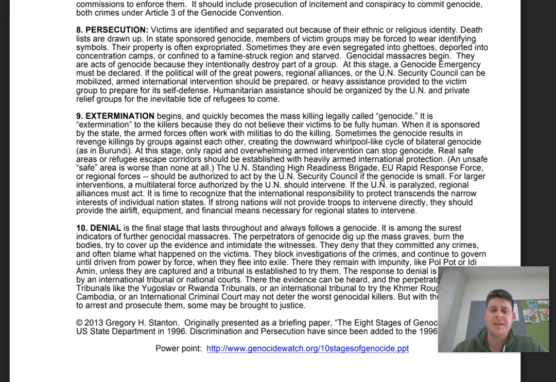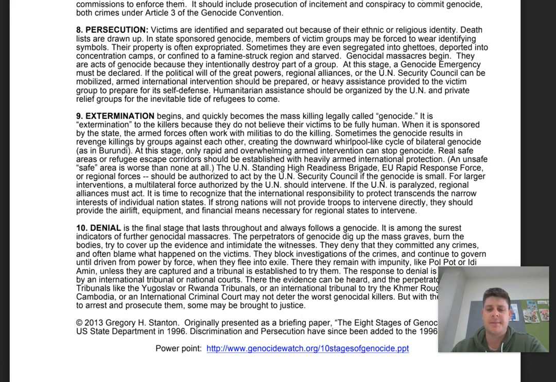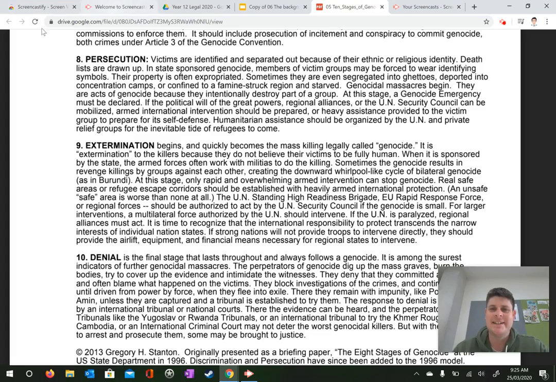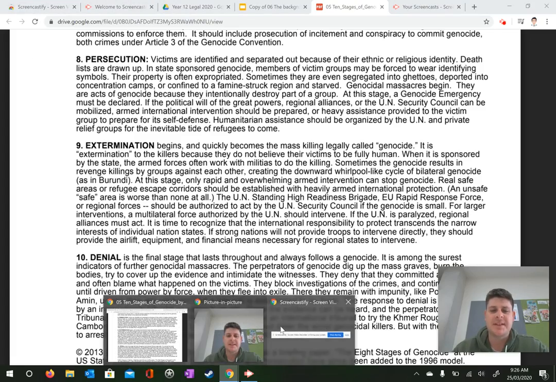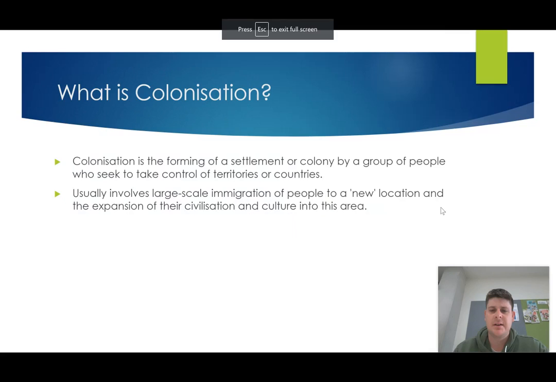So this is the document that walks us through the 10 stages. These are the ones that we're going to focus on as a class. I'm going to switch back now to our slideshow. And what you'll be able to see is the final part of our slideshow.